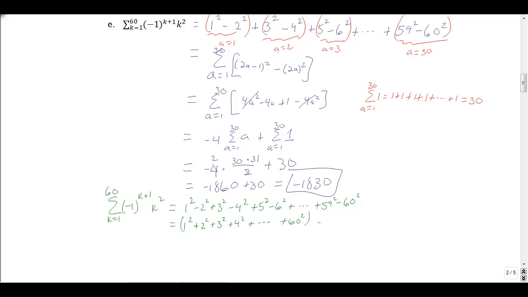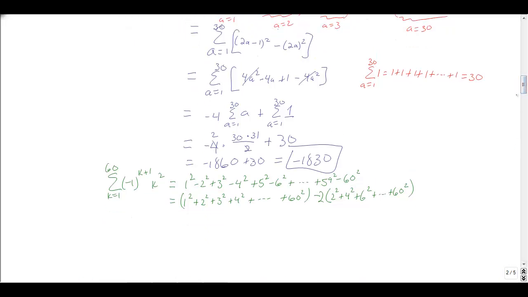So I've got that, but then I have to subtract off. Well, I got a plus 2 squared. I need a minus 2 squared. So I have to subtract off 2 of those 2 squareds plus 4 squareds plus 6 squareds, the even terms, all the way up to 60 squared. Now, why would I want to do that? Well, this first one, this is a summation of squares up to 60. So that's 60 times 61, n times n plus 1 times 2n plus 1. It's 121 over 6.